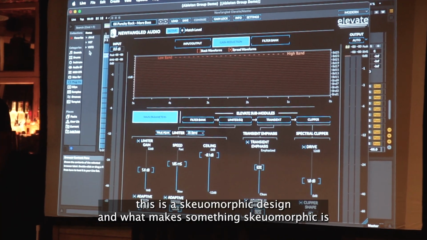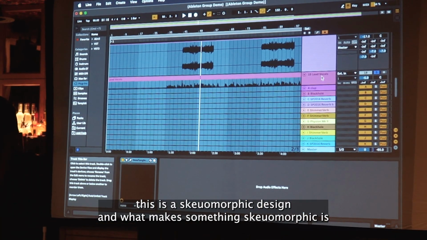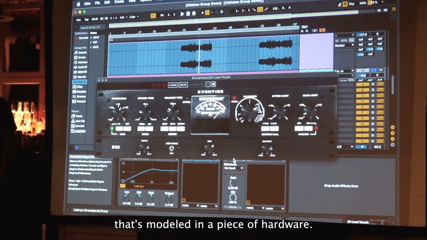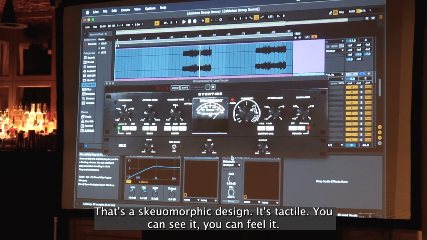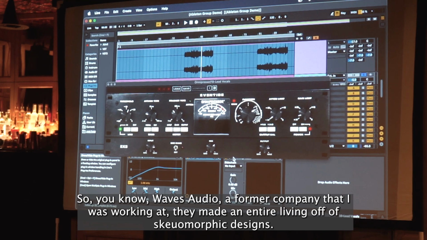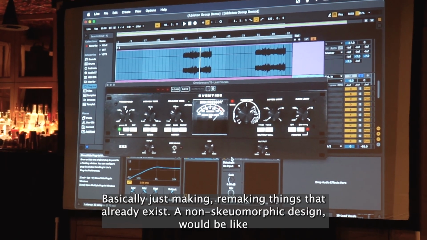This is skeuomorphic design. And what makes something skeuomorphic is it looks like hardware, right? That looks like the exact thing that's mounted in a piece of hardware. That's a skeuomorphic design. It's tactile. You can see it. You can feel it. So, Waves Audio, from a company I was working at, they made an entire living off of skeuomorphic designs, basically just remaking things that already exist.